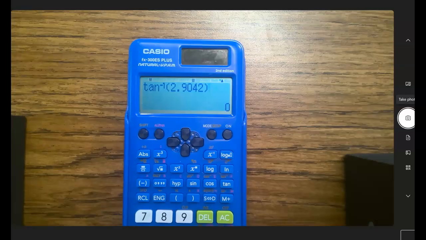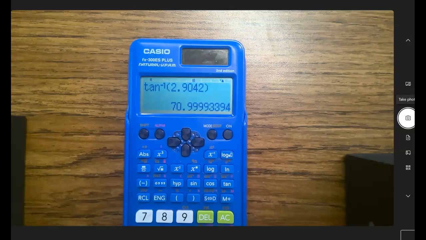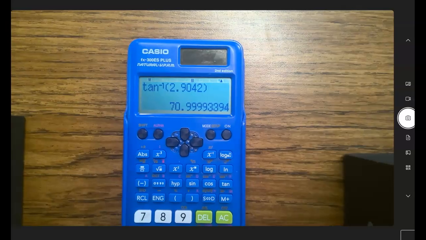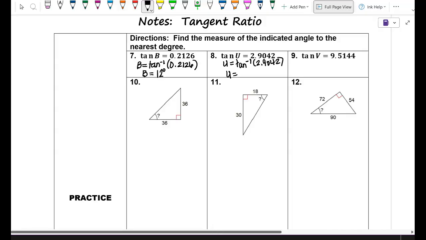I should see everyone practicing this along. And then if I hit equal, this time I'm getting 70.99993394. Again, they are asking me to round to the nearest degree or the nearest whole number. What answer am I going to put on my page? 71. That first 9 says, hey, we need to round up. So I'm going to put an answer 71 degrees.